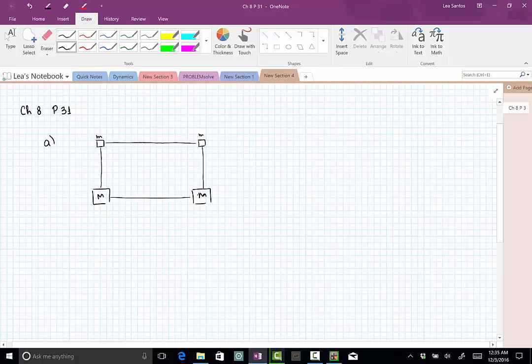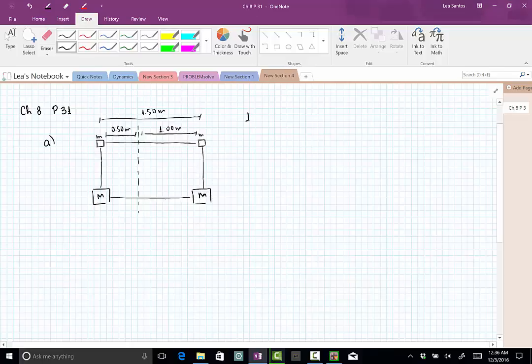In this part A, the axis of rotation is vertical, and this is our axis of rotation. They tell us the distance of these masses from the axis of rotation. This one is 0.50 meters. The other one they don't give explicitly, but they say that this whole thing is 1.50 meters. So then we know that this distance here is 1 meter. And so with that we are able to find the moment of inertia.